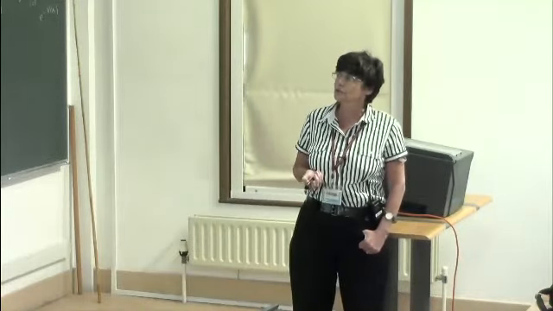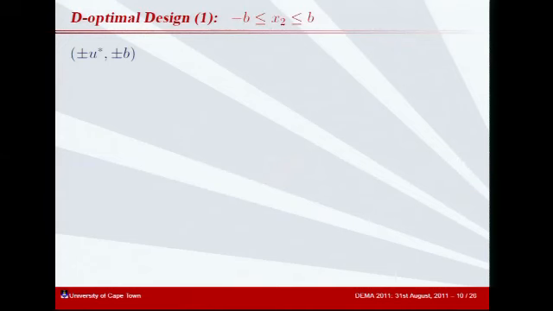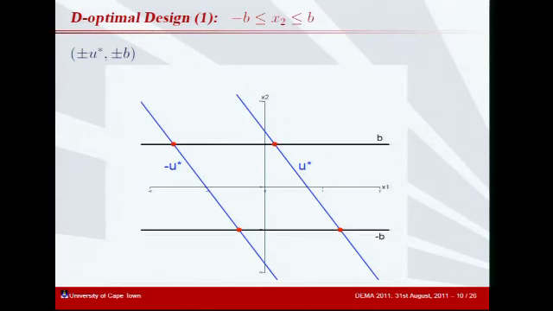From that we were striving to impose a sort of minimal number of constraints on x1 and x2, and so the first type of constraint was just imposing a constraint on x2 and just finish up with a design plus or minus u star, plus or minus b. U star is the value of the logit instead of x1, and b of course is x2.